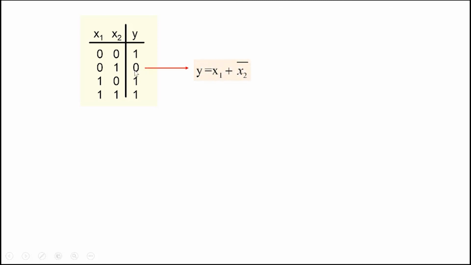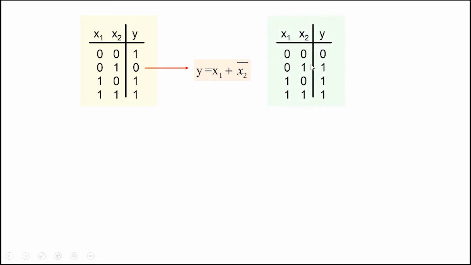So for example, here the only 0 term is here. So y is 0, and what you do is x1: when it is 0 here, we keep it as it is. When it is 1 here, we put a complement. And instead of dot, we put an OR operation here. And you can verify that y will be 0 when x1 is 0 and x2 also has to be 1 then.